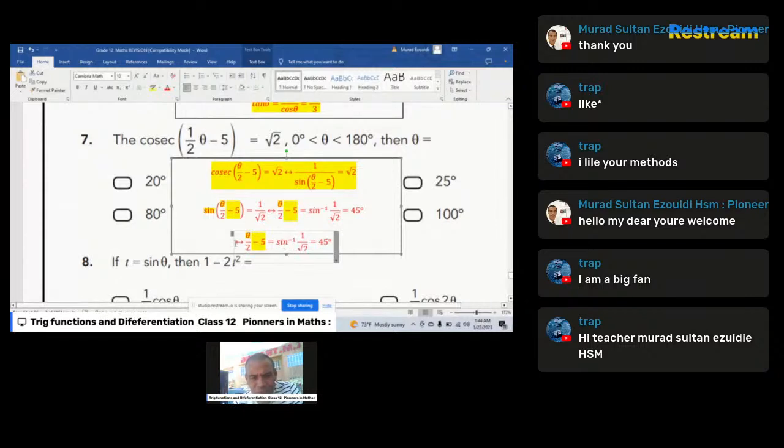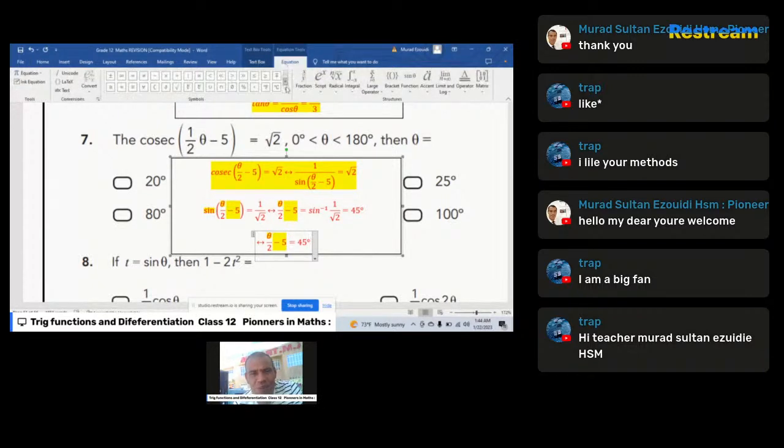So learners, here I will add 5 to both sides. You see this negative 5, when it transfers there, it will be plus 5. Therefore, this is equivalent to theta divided by 2, and on the right hand side it will be 45 plus 5 degrees, which is equal to 50 degrees. See the first step.